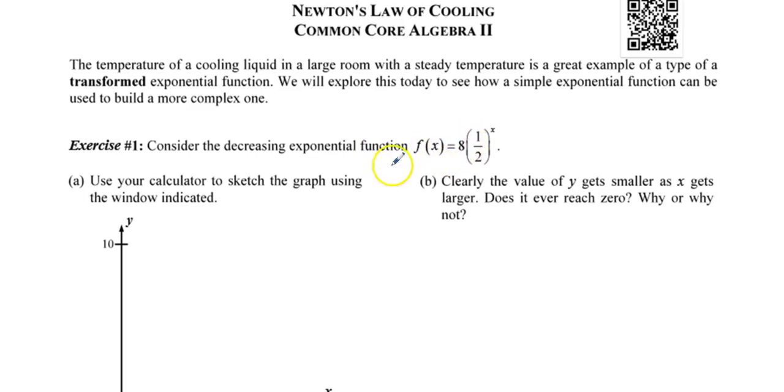And I guess first off, how do you know it's going to be decreasing? So consider that for a second. Hopefully you recognize that because the base is between 0 and 1, we're going to be multiplying by half each time. It's going to make the overall amount smaller as x increases.